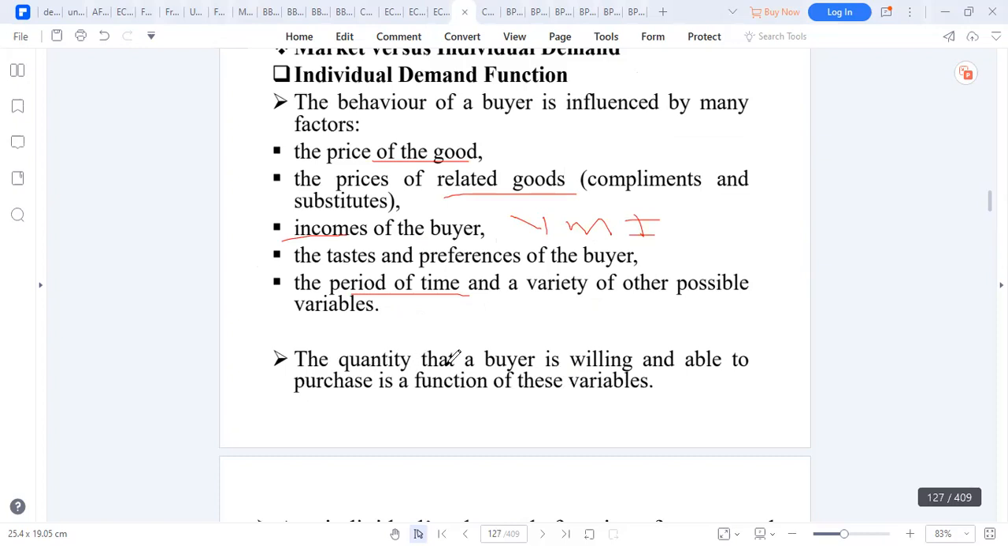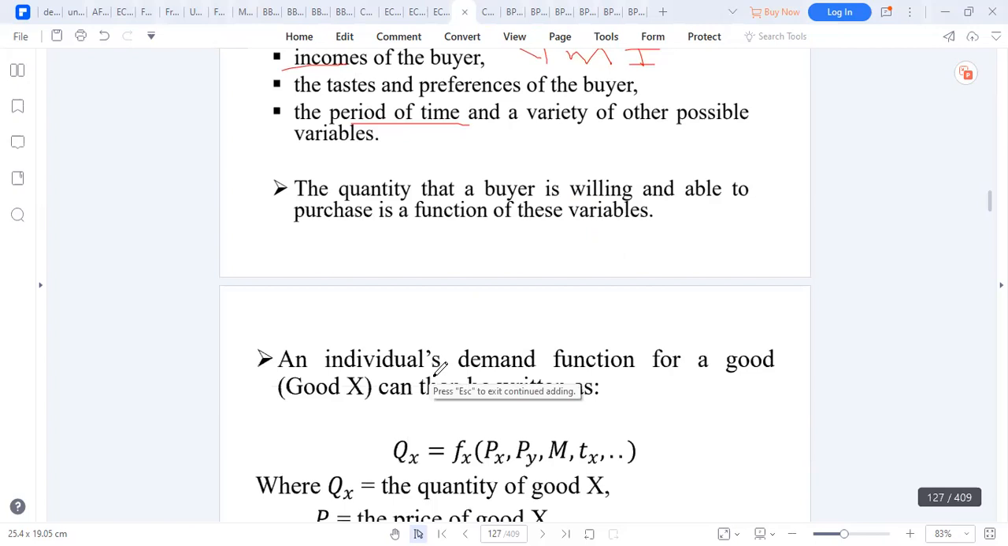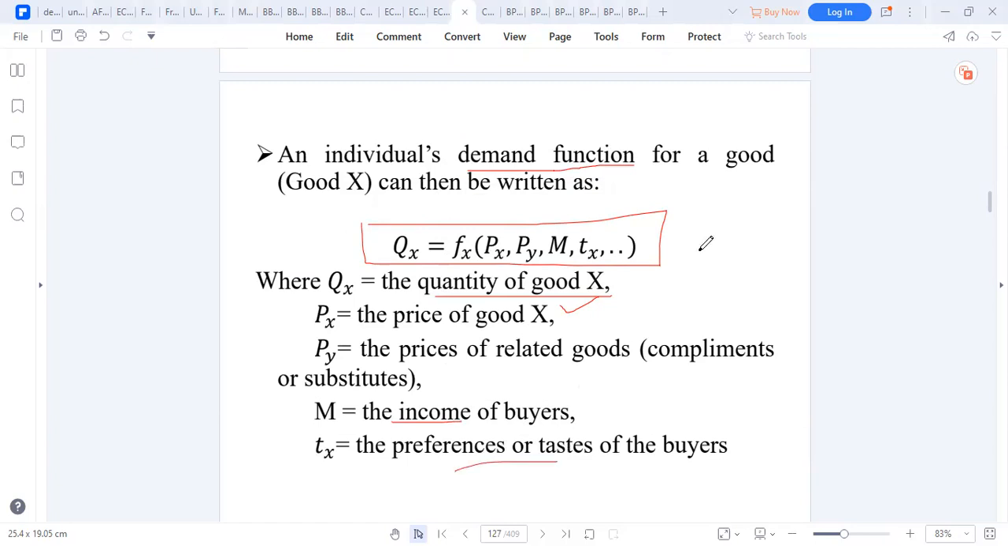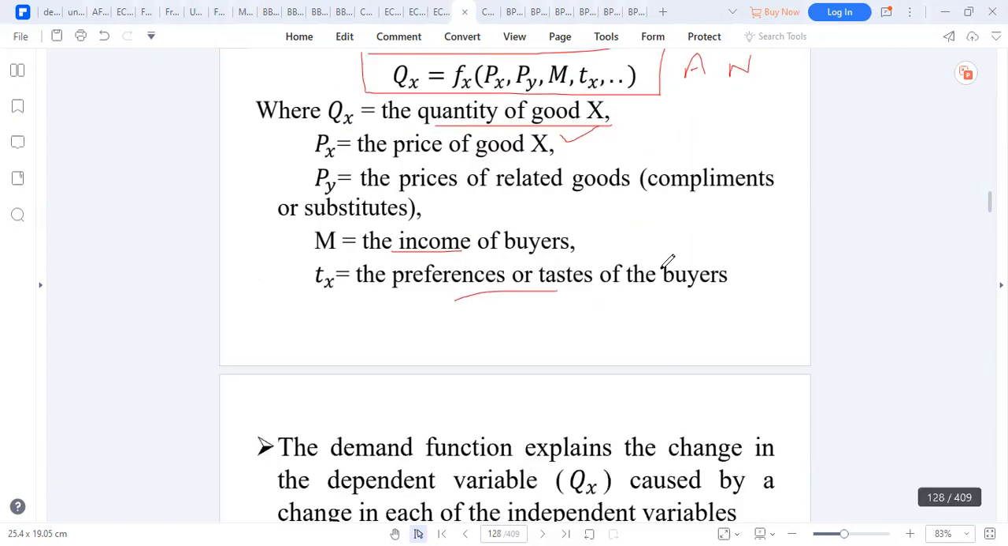The quantity that a buyer is willing and able to buy at a particular time will change due to these variables. Collectively, they give us what we call the demand function. This demand function can be written in terms of the following: Qx, which is the quantity demanded for good X, Fx, which is a function of X in terms of the price of good X, which is Px, and the price of good Y, which is Py, the M, which is the income, and Tx, which is the taste or preferences. Other factors could be advertising, population, weather, etc.